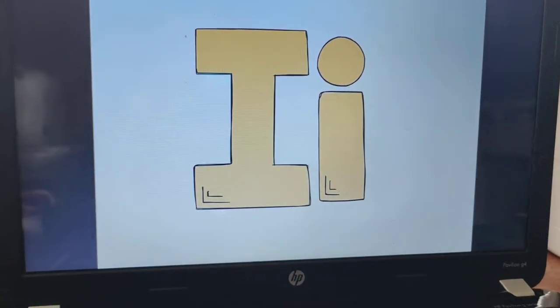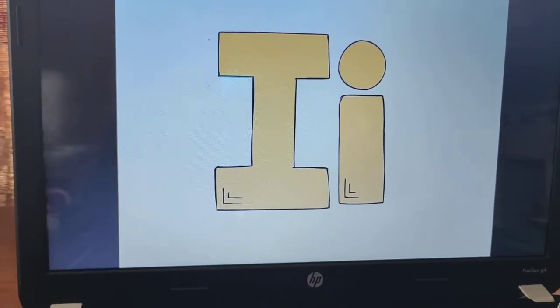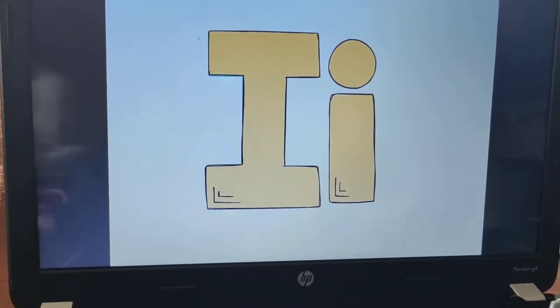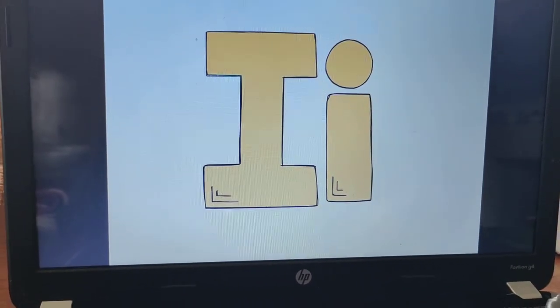So if you have noticed, the sound of I in all these words is E. So the sound of I is E. Okay, the sound of I is E.